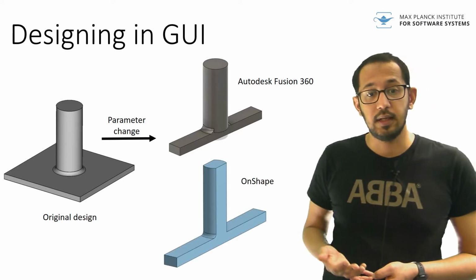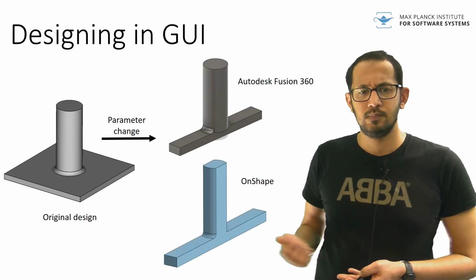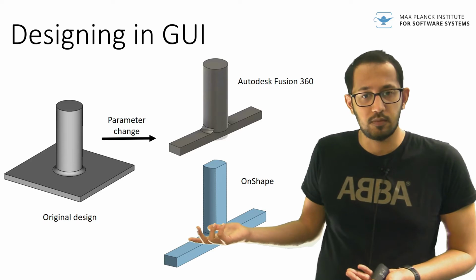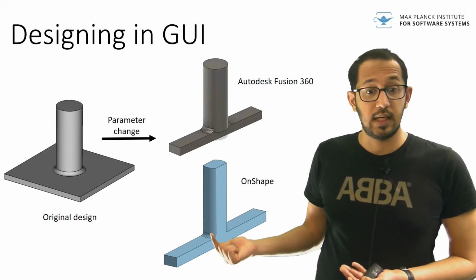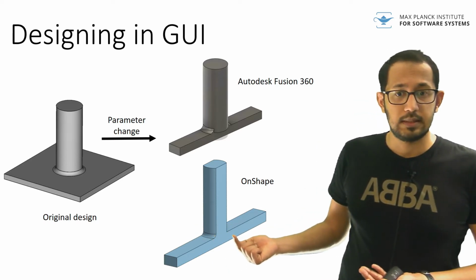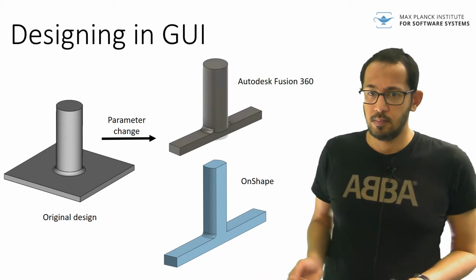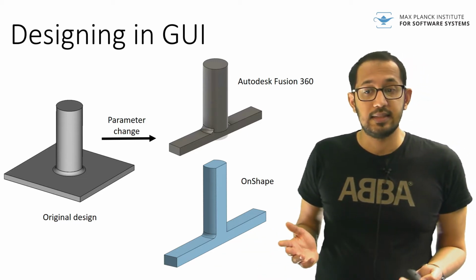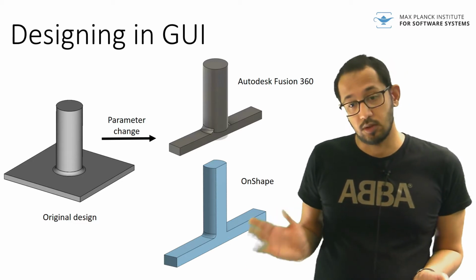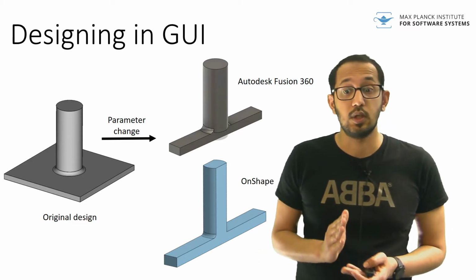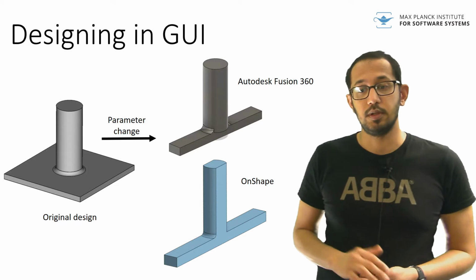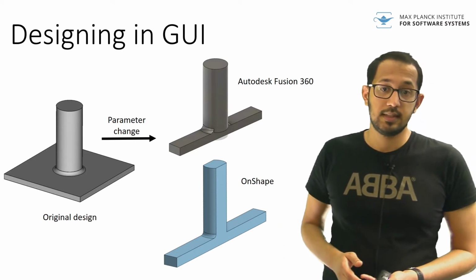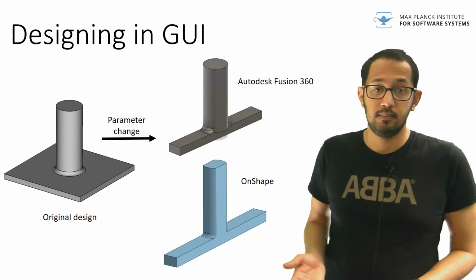Onshape, on the other hand, completely changes the shape of the cylinder. There is this edge which is filleted, but this edge is not. At this point, you can already guess that this is an endemic problem with GUI. As GUI does not capture any semantic information, designs are inherently brittle.